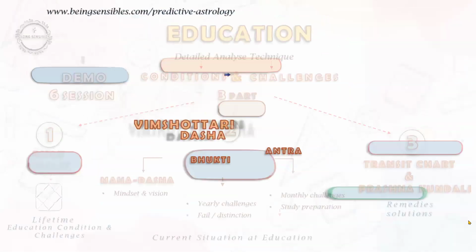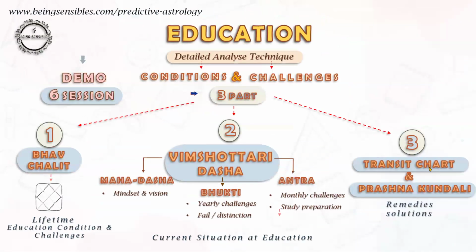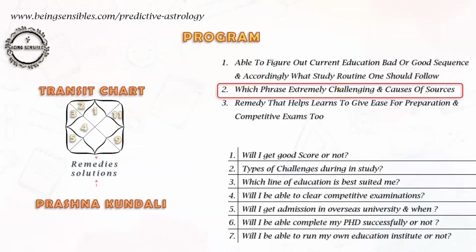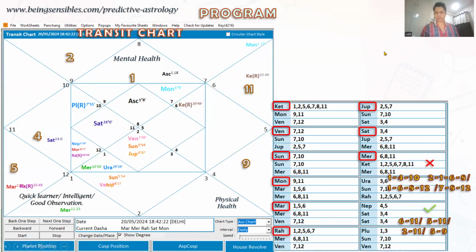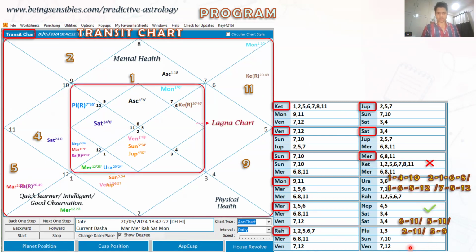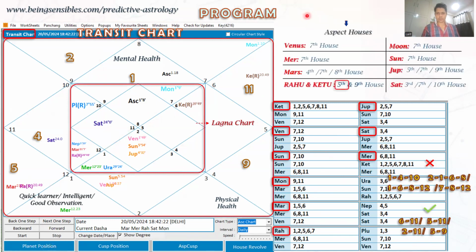Now the last part would be the transit chart. The outer part is the transit chart. These are the concerned topics, these are the concerned houses, and these are the planets. This is a good condition, this is a good condition. Inside is the Lagna chart. This is a very useful tool while analyzing a transit chart.